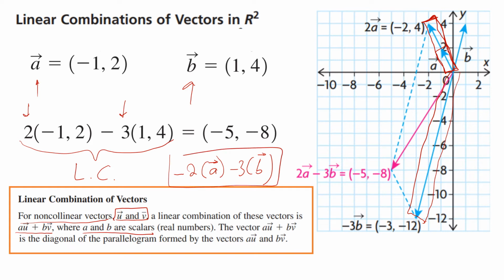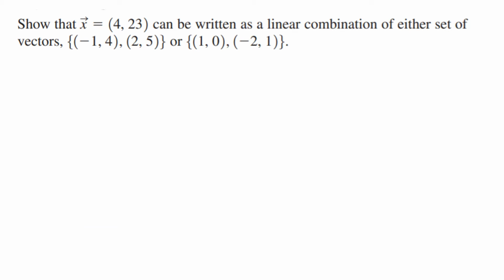The vector aU plus bV, the result we get for that vector, is the diagonal of the parallelogram formed by the vectors aU and bV. This can be proven by the graph right over here. Let me erase it a little bit. When you look at the resultant vector, it is the diagonal of my parallelogram. The parallelogram itself is located right over here, so this is my parallelogram and the vector runs diagonal to it. That's also another way we can differentiate it. It will make more sense with an example.